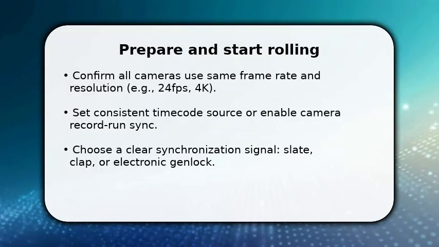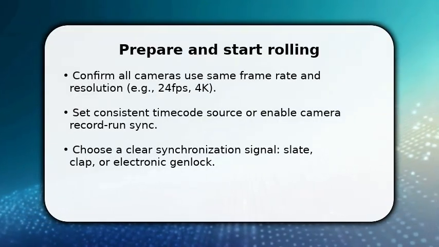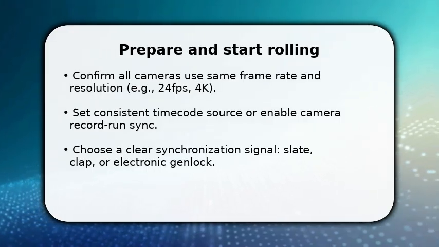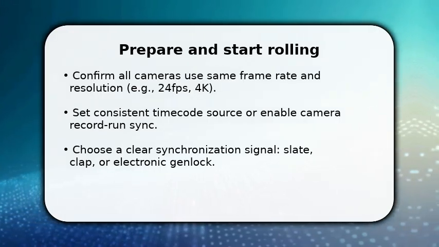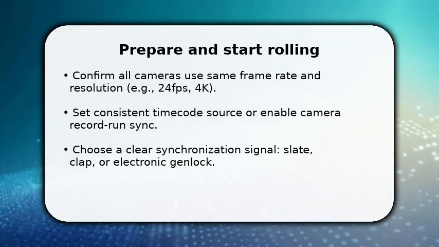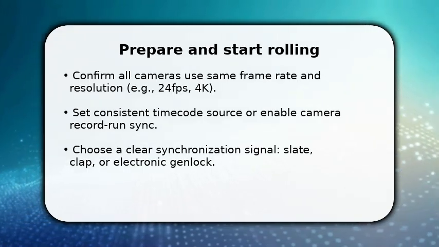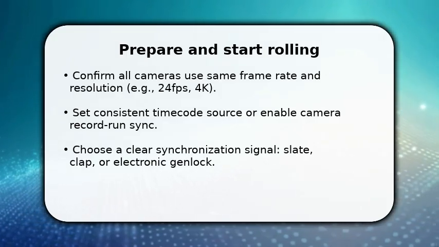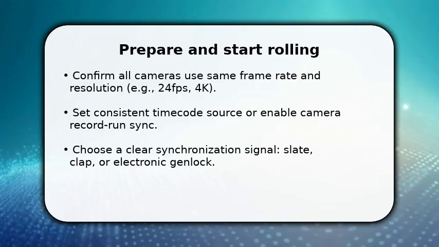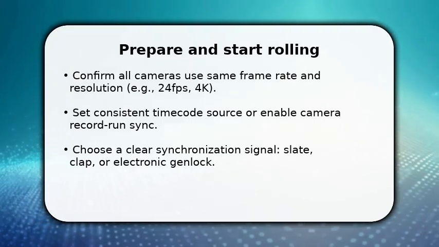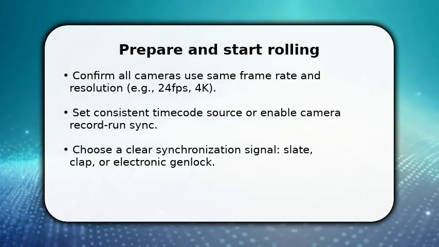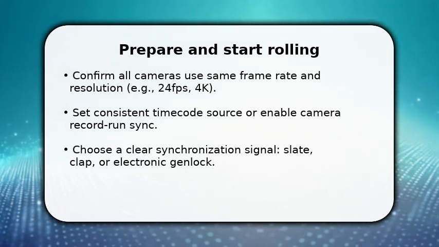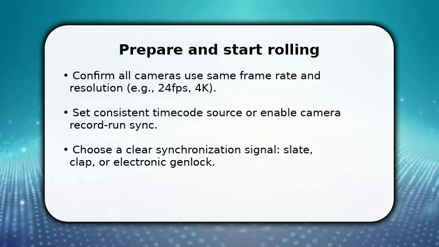You begin by locking down the essentials. Make sure every camera is set to the same frame rate and resolution so footage aligns frame for frame. Once done, enable a common timecode or camera record run sync so devices share a timing reference. Next, pick your synchronization signal, a visual slate, loud clap, or electronic genlock, and position cameras to capture it clearly. You are starting the process now to avoid misalignment later and to keep post-production predictable and fast.